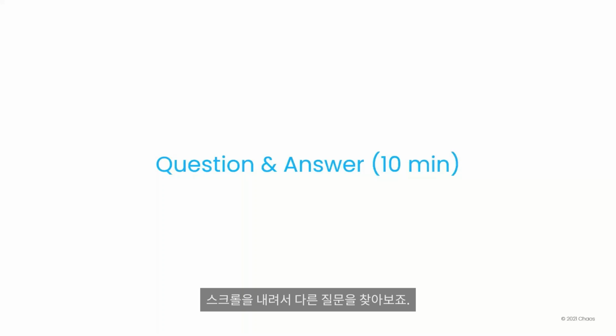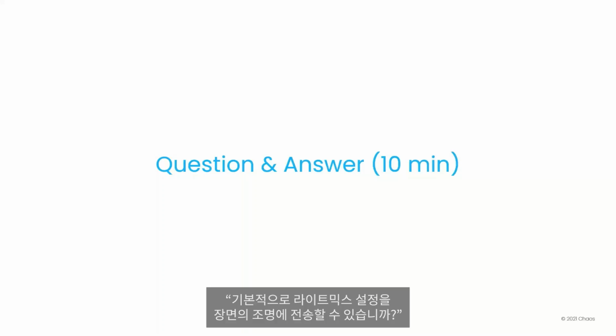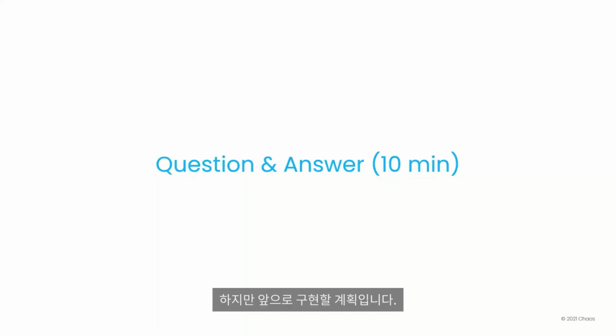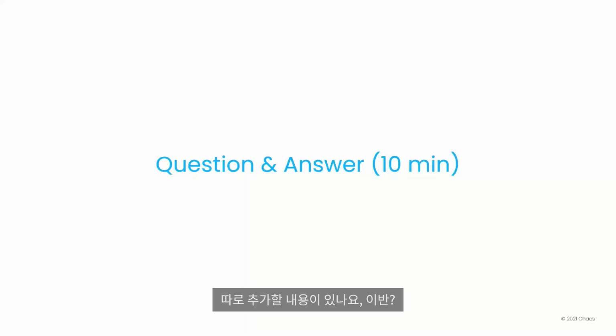Okay, I'm scrolling down and looking for some other questions. Someone was asking, can we transfer light mix settings to the lights in our scene? At the moment, there isn't an option to send them to the scene yet, but this is something we are planning to implement. It'll be a button in the light mix settings in the future to send the changes you make there to the lights in the scene. I don't know if you have anything else to add on that, Ivan.